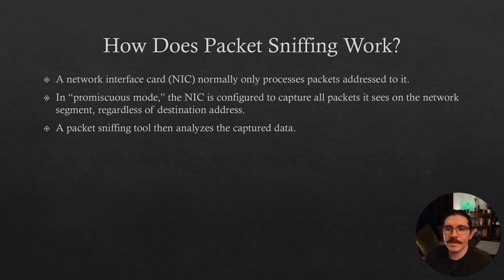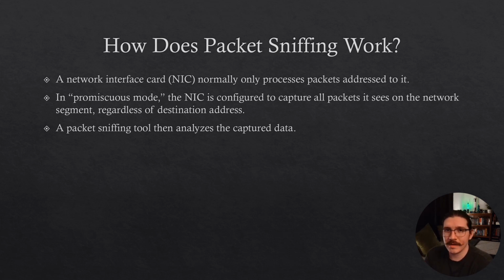So how does a computer manage to see packets that aren't specifically meant for it? Normally, your computer's network card or NIC is designed to be efficient. It looks at the destination address on each packet it encounters on the network cable or wireless signal, and only processes the ones that are addressed to its own unique hardware address. However, network cards can be put into a special state called promiscuous mode.